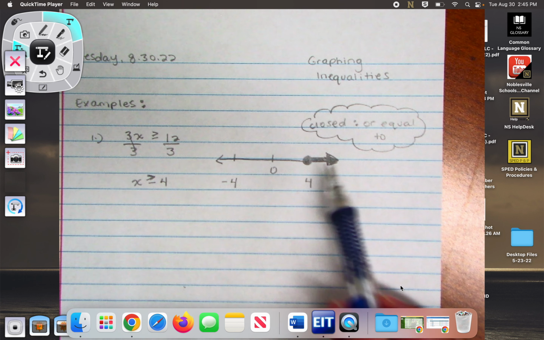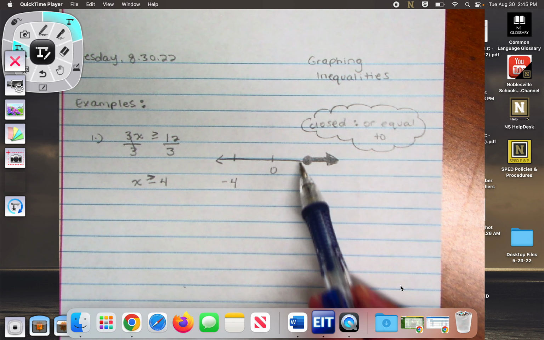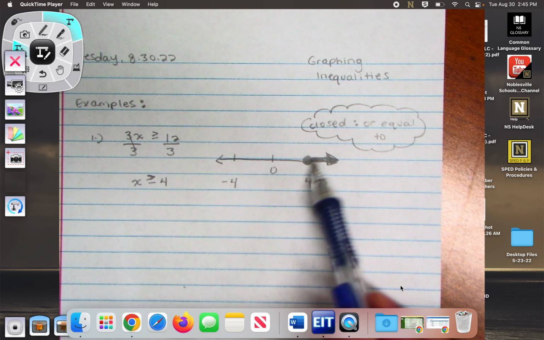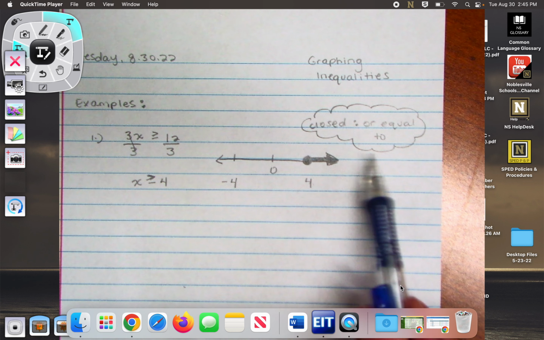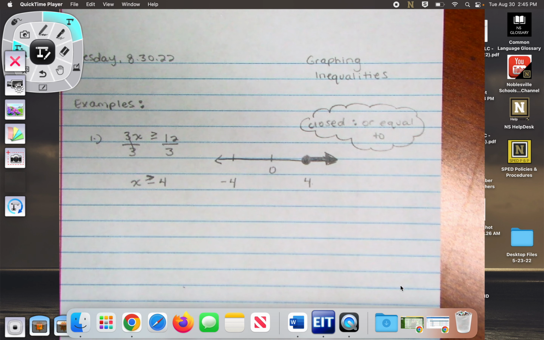Now, why is this closed? Because 4 could be one of the solutions. If it's closed, that tells us it's an or equal to situation. If it's open, you can't use that number. It has to be anything greater than that, or less, right? So closed only if it has equal to.